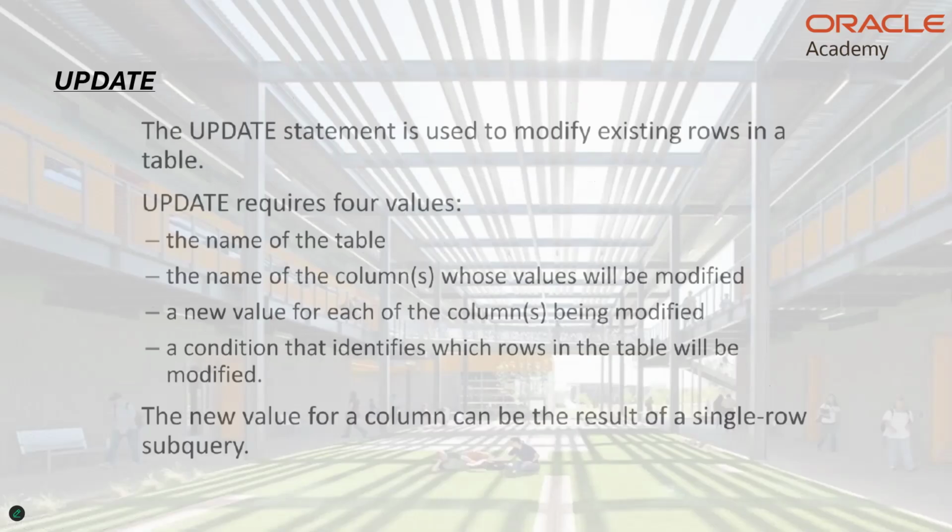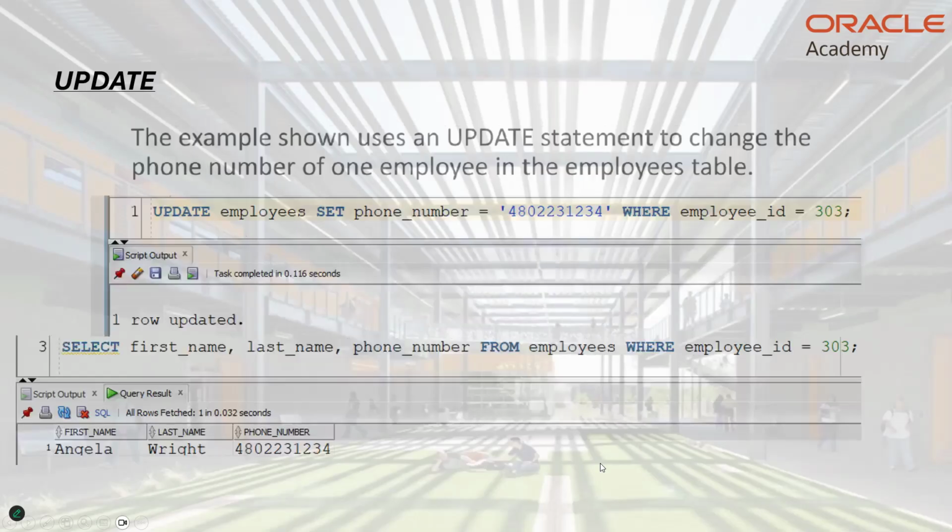And this is basically used to modify existing rows. Update requires 4 values: the name of the table, the name of the columns whose values will be modified, a new value for each of the columns being modified, a condition that identifies which rows in the table will be modified. That's very important, the condition. Yes, remember that. The new value for a column can be the result of a single row subquery. So yes, you can use a subquery for updates.